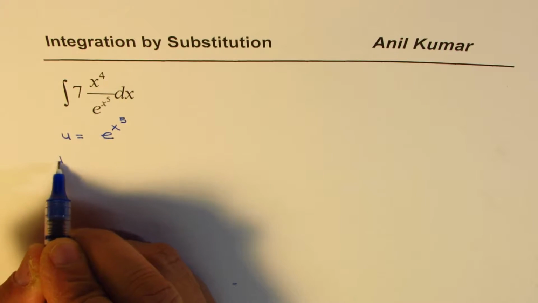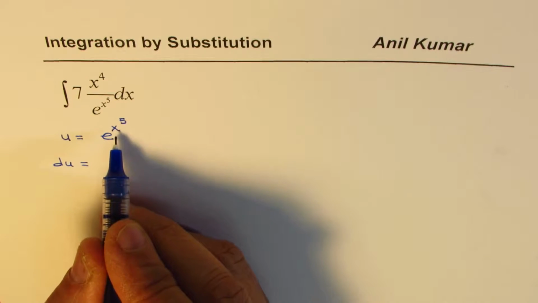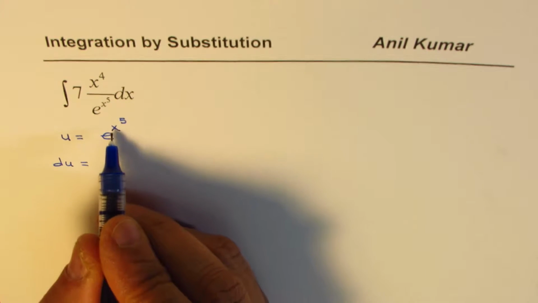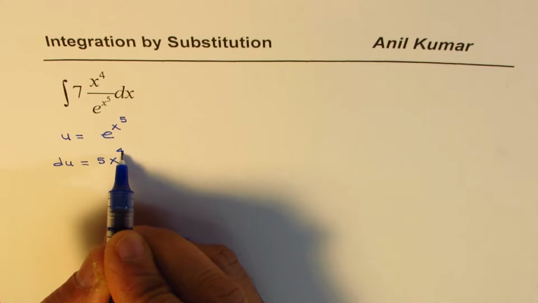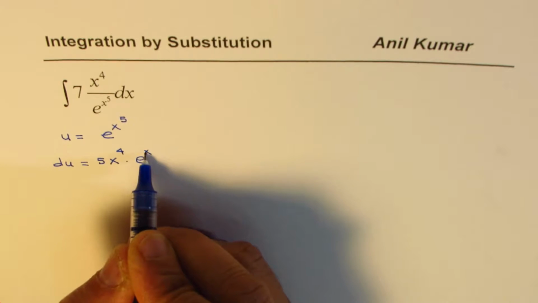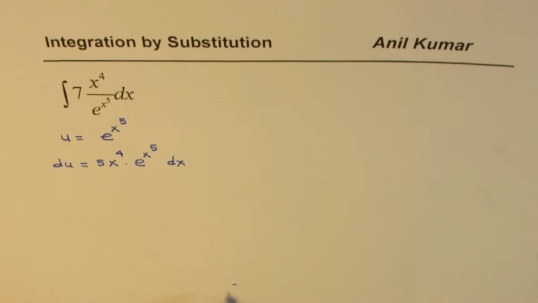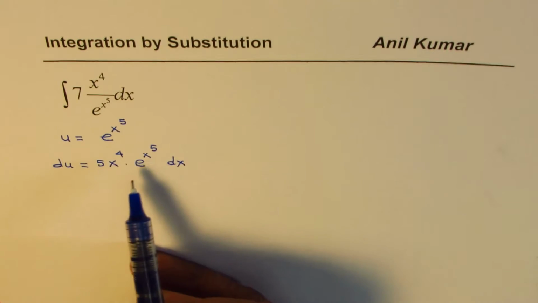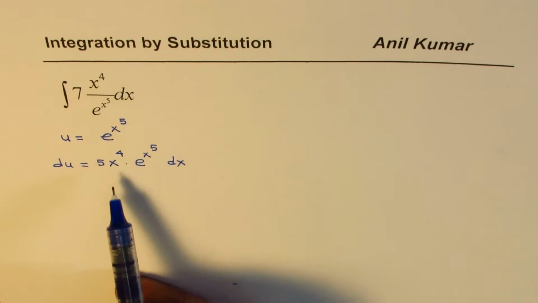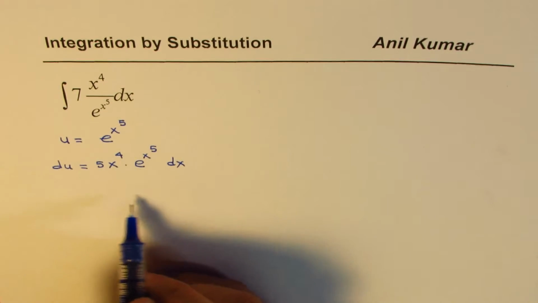Now in that case du will be equal to the derivative of this, which is 5 x to the power of 4 times e to the power of x to the power of 5 dx. So that becomes the derivative of this. Now in the given integral we can substitute for x to the power of 4 dx. So let me just rearrange this.